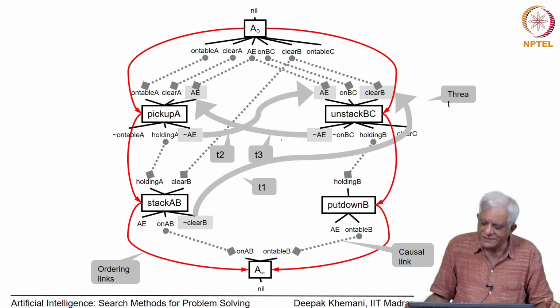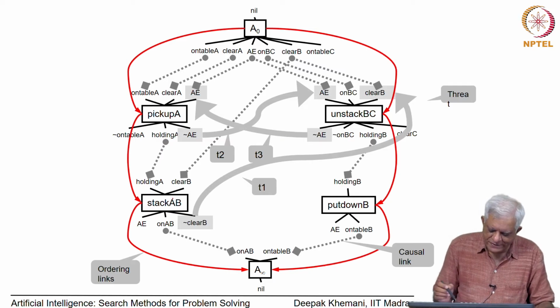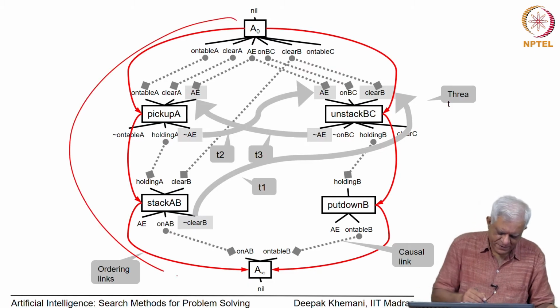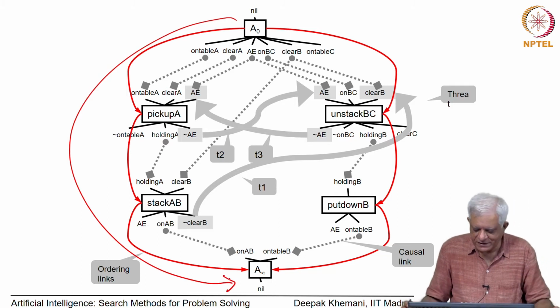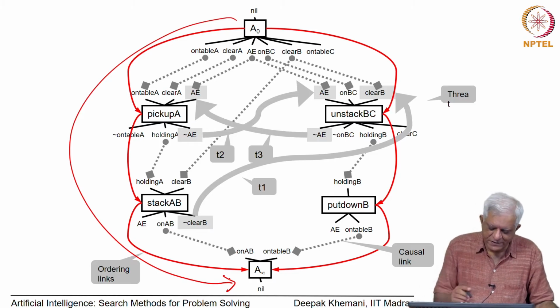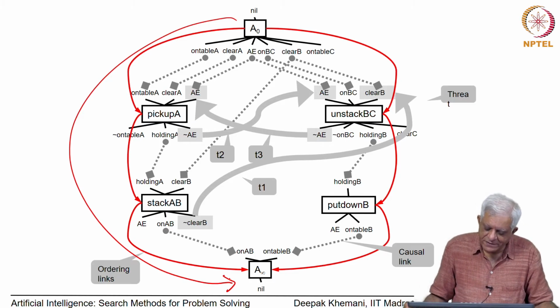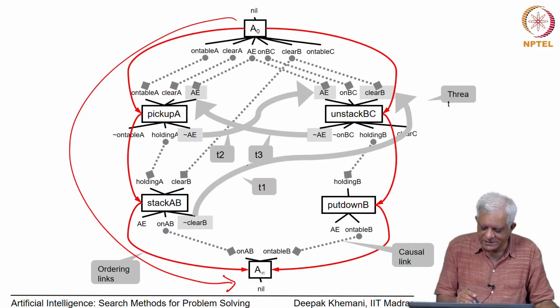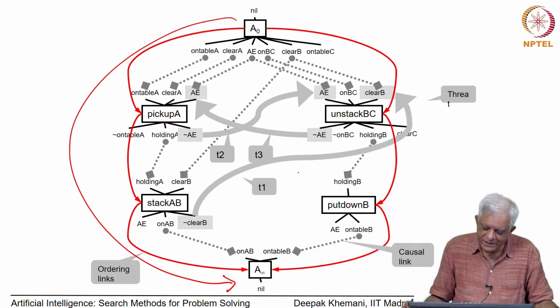So, here I have introduced the ordering links which we have found so far. When we added each of these 4 actions, we added some ordering links for those actions, and of course, there is an original ordering link which says that this must happen before this thing, which I have not drawn here. So, the red colored links are the ordering links, the dotted links are the causal links, and these thick gray arrows are the threats to the causal links. So, there are 3 threats as we saw.